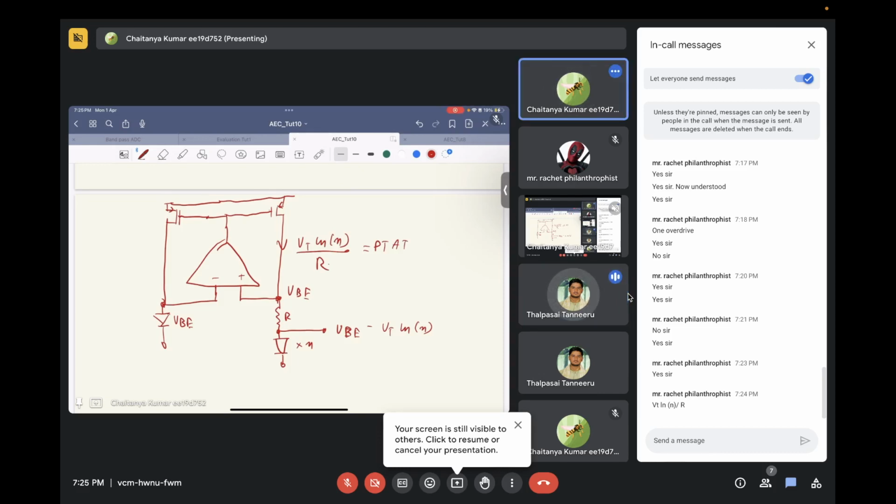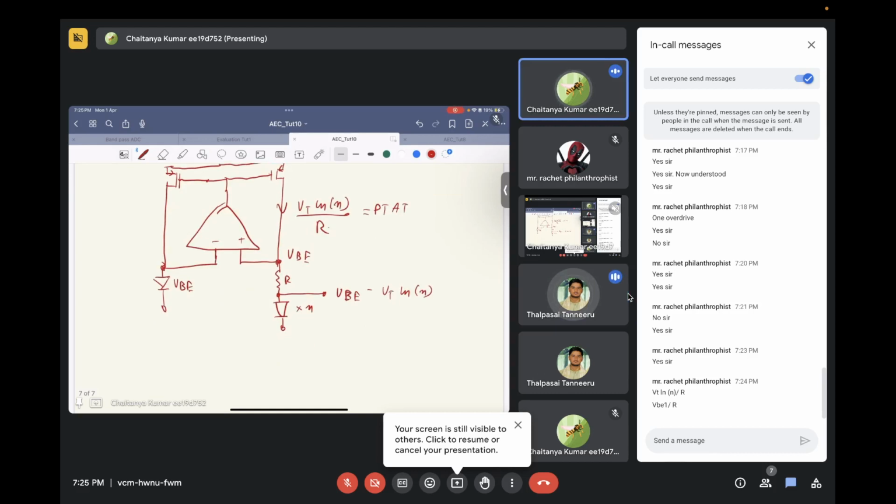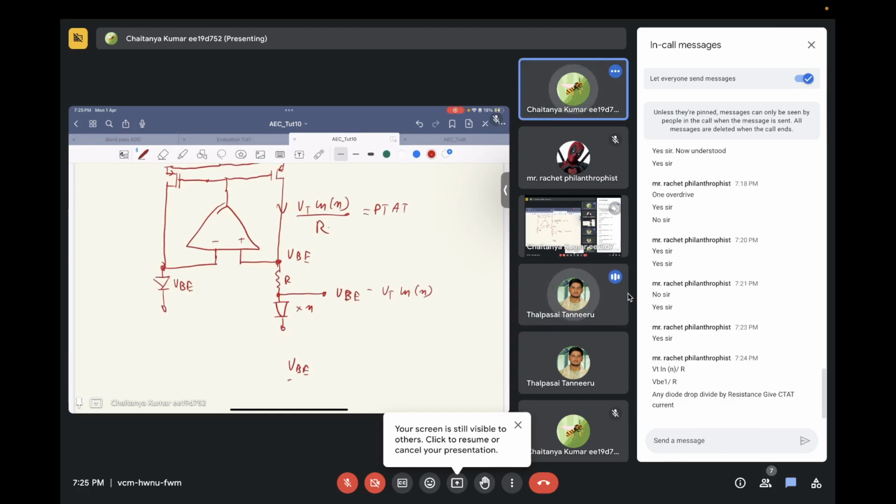How will we generate that CTAT? CTAT will be present, sir, in general. Where? No, because of CTAT only we are applying PTAT, right? Sir, if a complementary current is there, then only we are making PTAT to make it zero, sir. Okay, what will be your CTAT current? It will be VBE by R, assuming R is constant. Any diode drop divided by resistance will give CTAT current. Correct. Okay. Yes, sir.